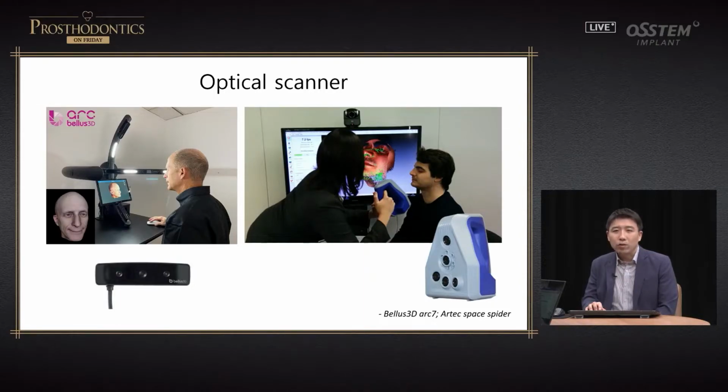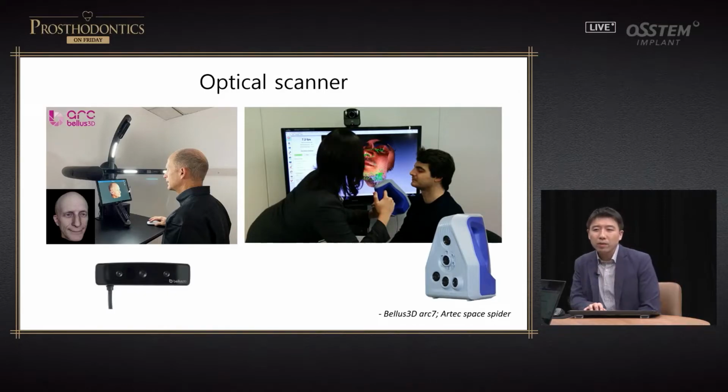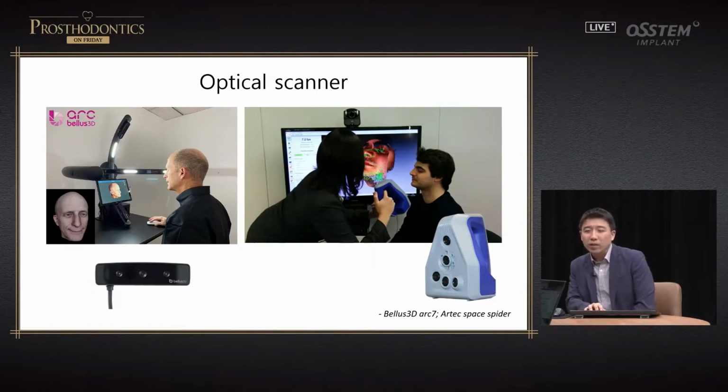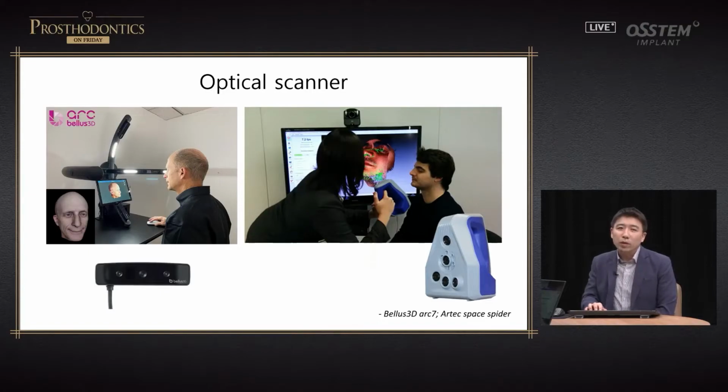On the left, you see Bell-Luce's 3D scanner. The patient is turning his head left and right slightly within a short period of time, almost within 10 seconds. Images can be taken. On the right is Arctic space spider. The patient remains still and the surgeon turns the scanner in different directions.